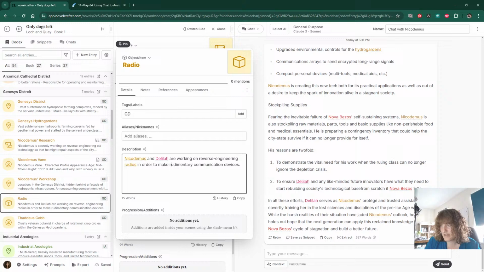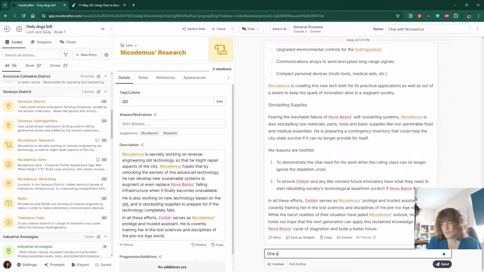So the radio. One specific object Nicodemus is working on is the radio. What is the significance of this? How were Delilah's parents involved in helping him with developing communications devices?